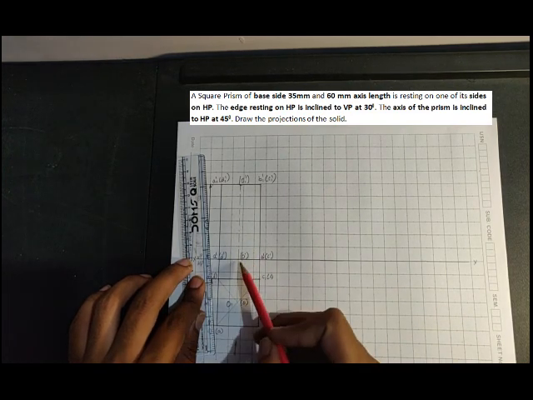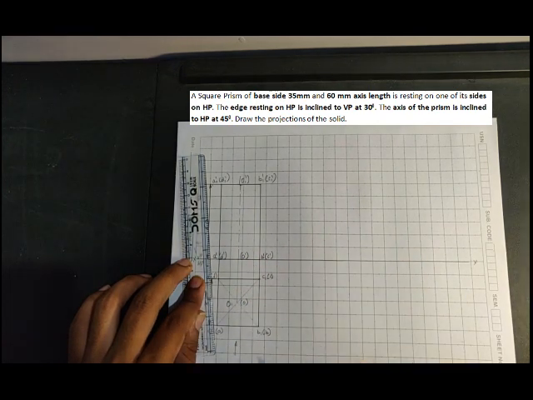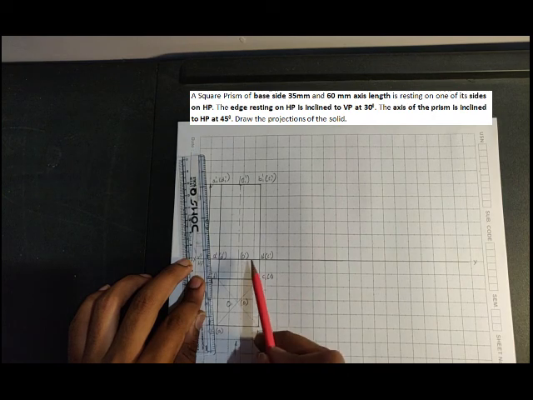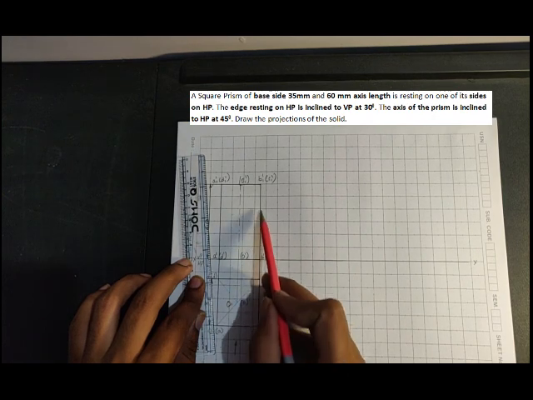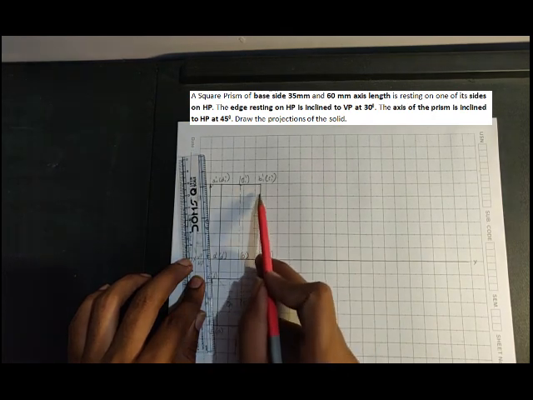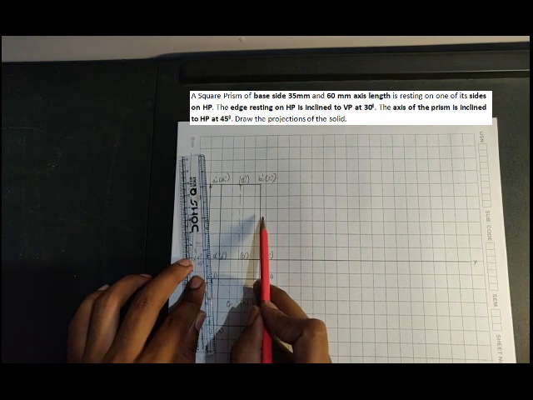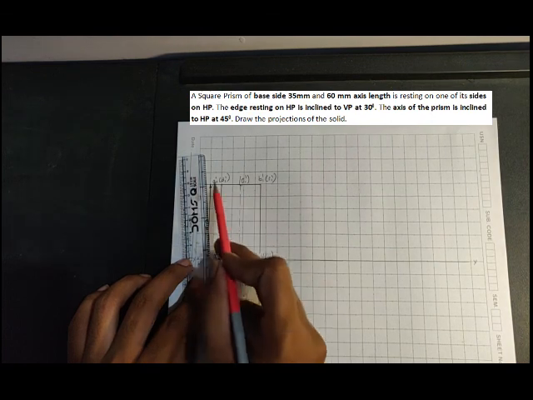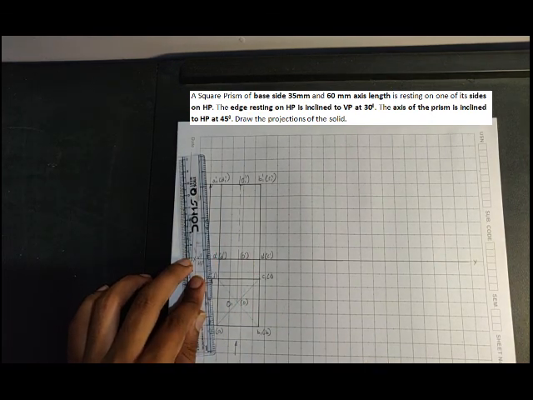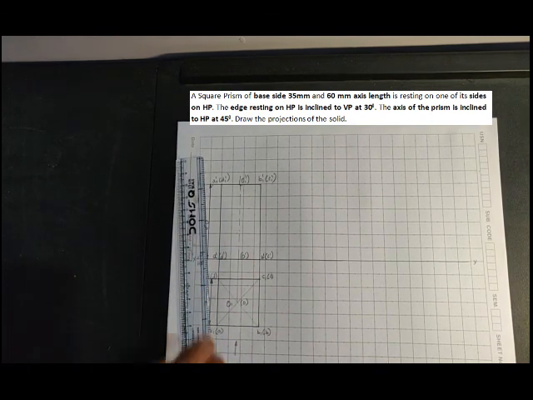So in order to avoid this overlapping, which comes below the XY line, what we need to do is I'm going to incline this line. Because this line is parallel to this line, I'm going to incline this line, and later I'm going to obtain all the other points. So let me find out the angle here with respect to HP.